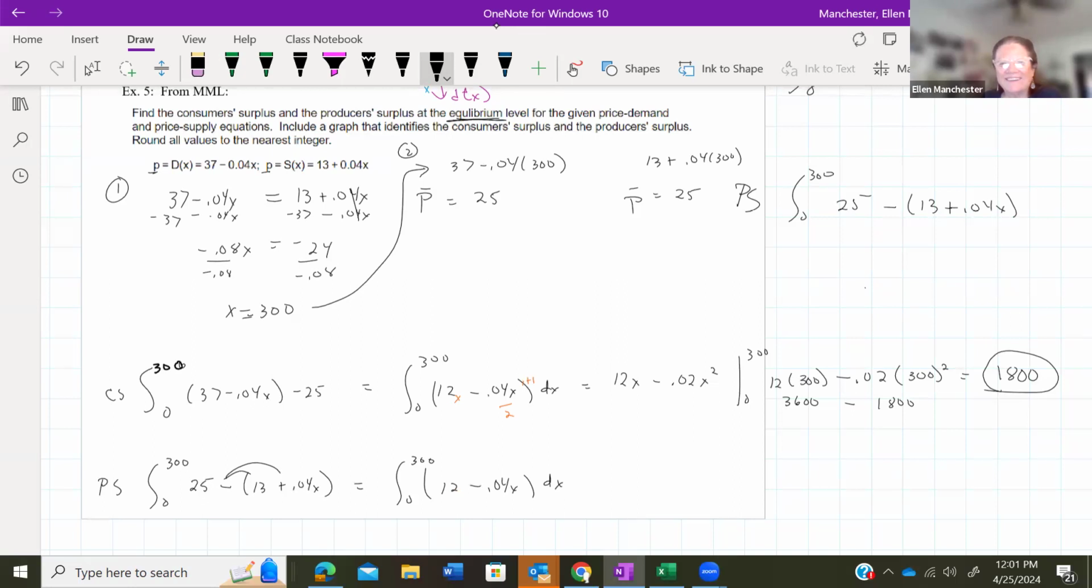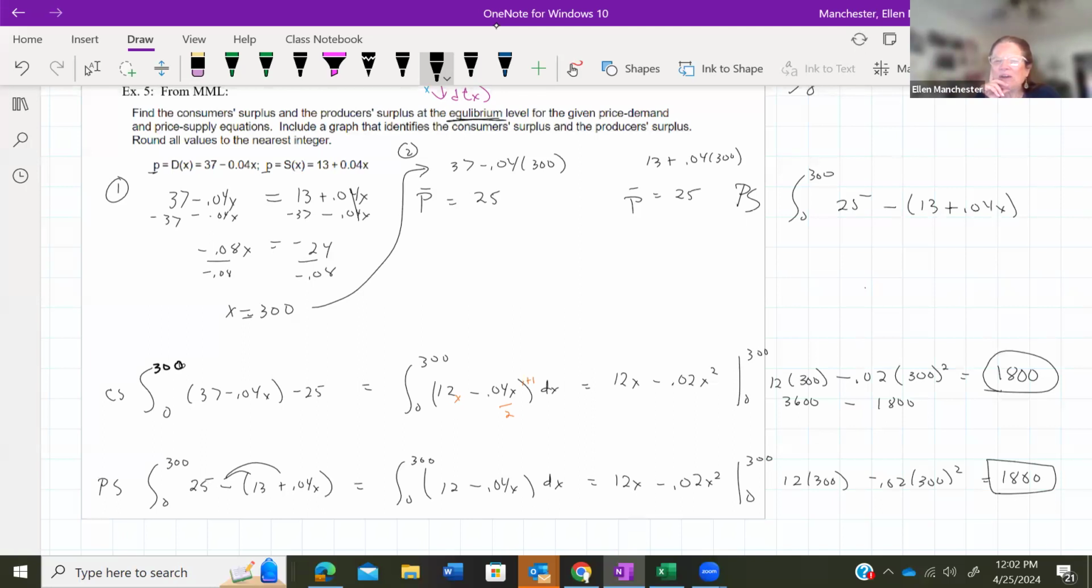Now, hopefully you notice this, right? The 12 minus 0.04x is 12 minus 0.04x. They're exactly the same, so your work is done. So 12 times 300 minus 0.02 times 300 squared gives you 1,800. And that is your equilibrium level or equilibrium value. So consumers save $1,800, producers make $1,800, and that's that equilibrium level.